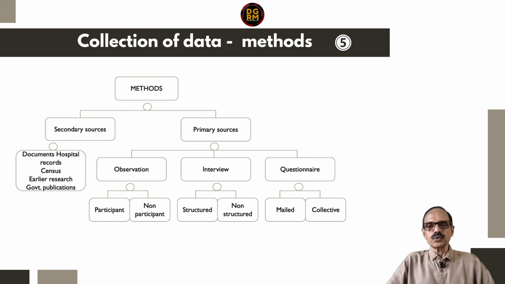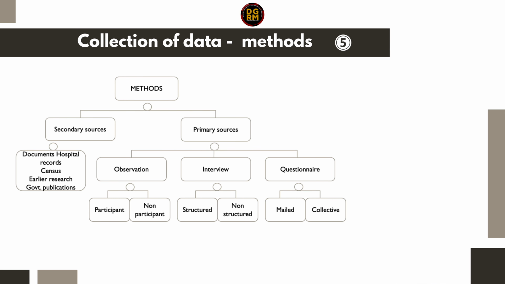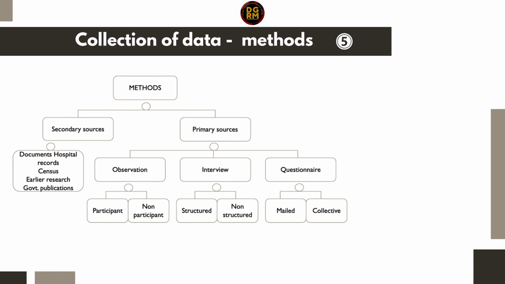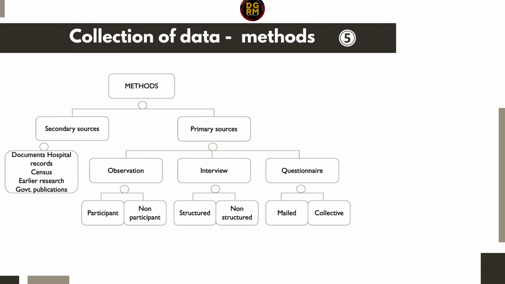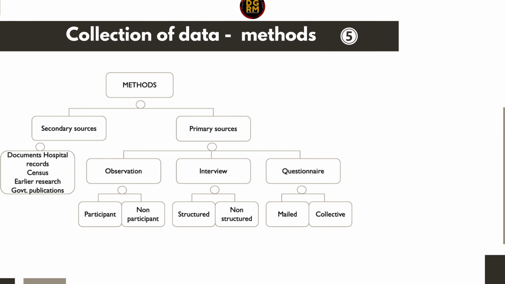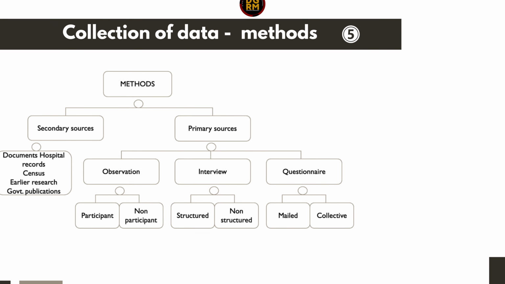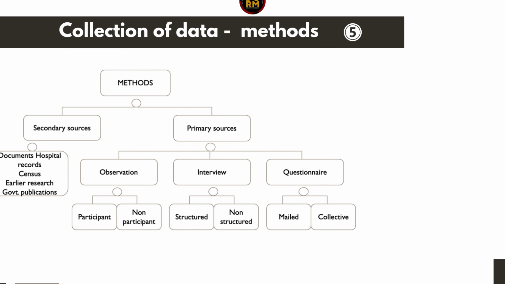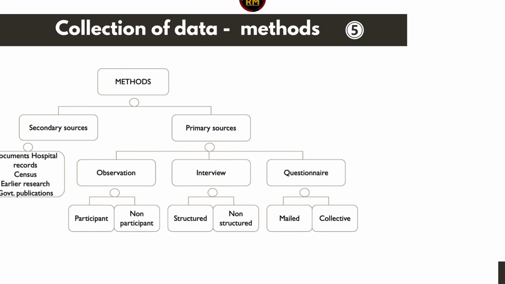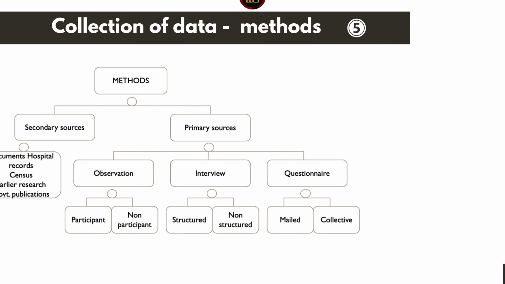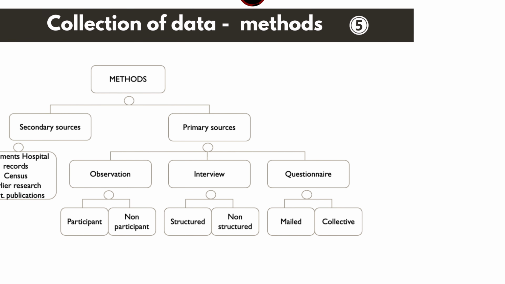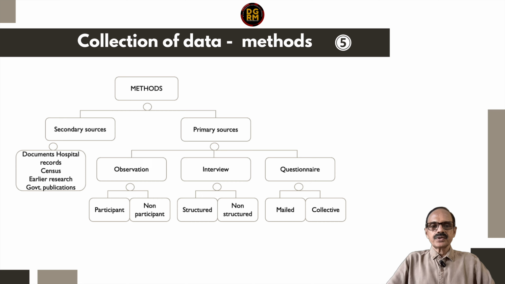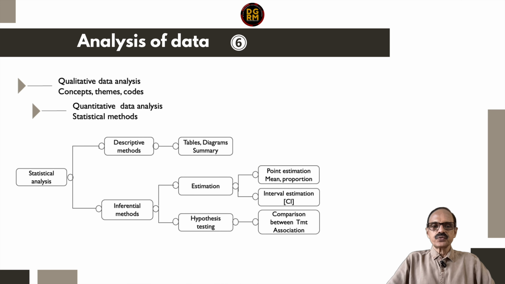Now we will move to the data collection methods. What are the types of collection methods? The primary data can be collected by observation, interview, and questionnaire. This also we will discuss in the upcoming sessions. And the secondary sources, that is very much important. The examples are documents from the hospital records, census, earlier research, and government publications that can be used as secondary data.